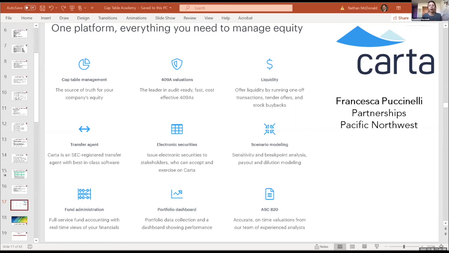And then on the company side, we're doing basically everything that you're seeing here: cap table management and 409A valuation. That's for companies to help them stay compliant, and they'll have to do that every 12 months to stay in safe harbor.